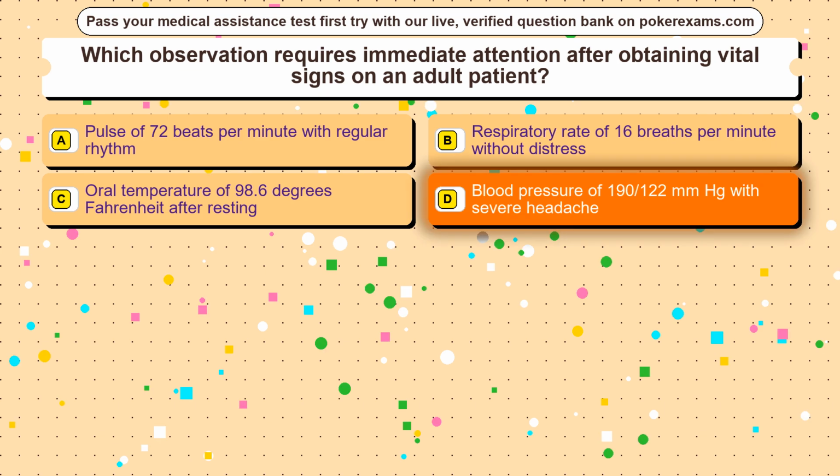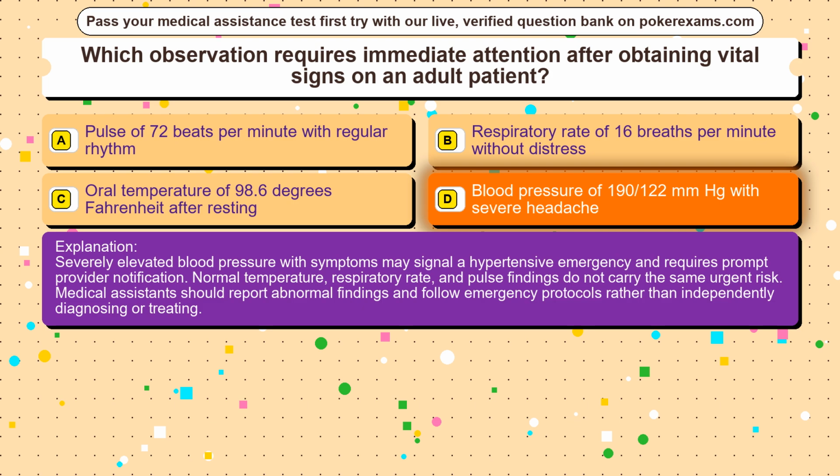The correct answer is option D. Blood pressure of 190/122 mmHg with severe headache. Severely elevated blood pressure with symptoms may signal a hypertensive emergency and requires prompt provider notification. Normal temperature, respiratory rate, and pulse findings do not carry the same urgent risk. Medical assistants should report abnormal findings and follow emergency protocols rather than independently diagnosing or treating.